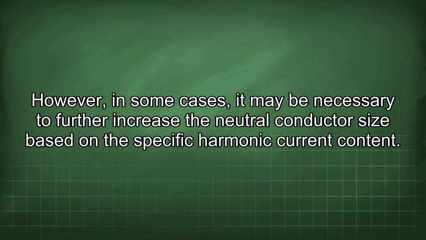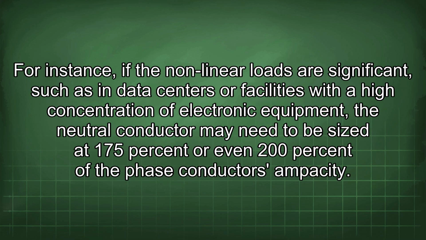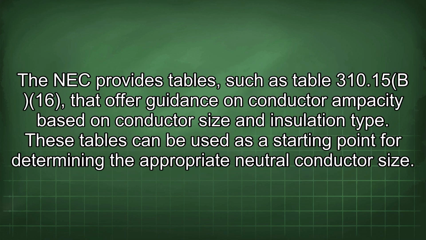However, in some cases, it may be necessary to further increase the neutral conductor size based on the specific harmonic current content. For instance, if the nonlinear loads are significant, such as in data centers or facilities with a high concentration of electronic equipment, the neutral conductor may need to be sized at 175% or even 200% of the phase conductor's ampacity. The NEC provides tables, such as Table 310.15(B)(16), that offer guidance on conductor ampacity based on conductor size and insulation type. These tables can be used as a starting point for determining the appropriate neutral conductor size.